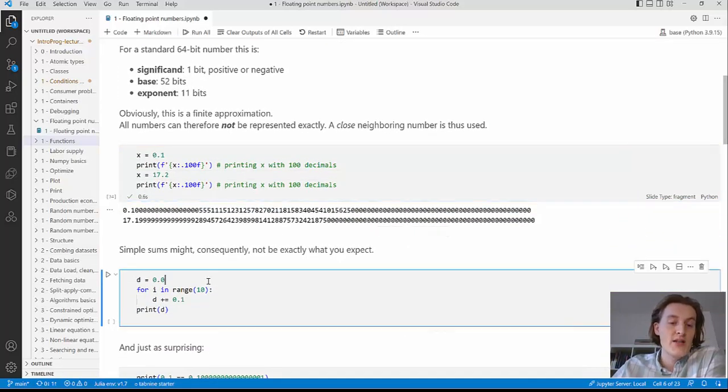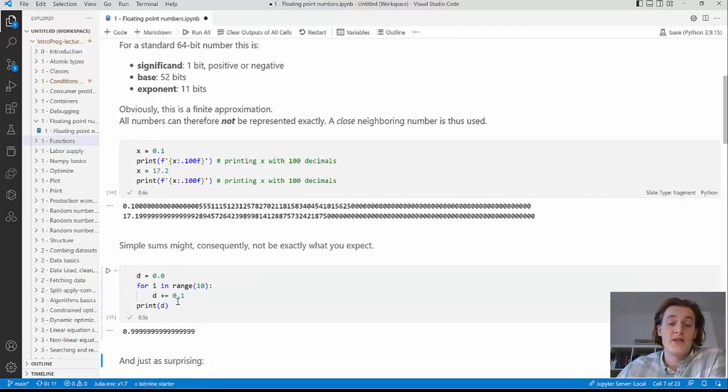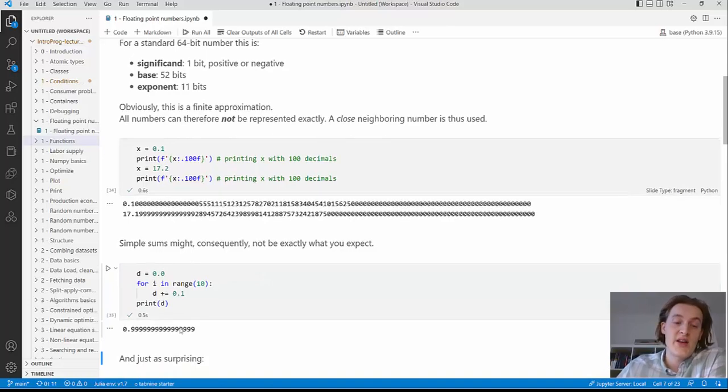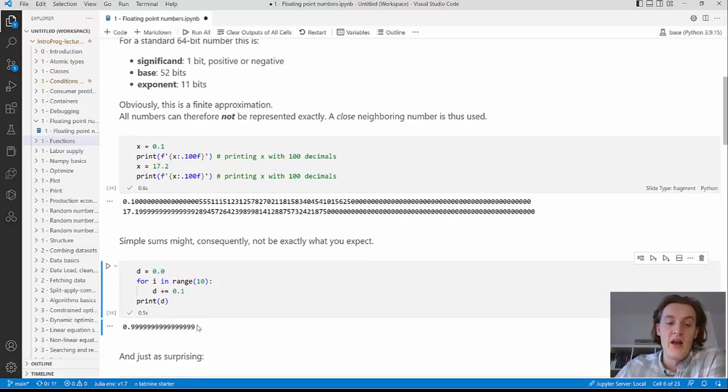What can happen in practice is, for example, that if you start with 0 and then you add 0.1 10 times, then that should be 1, but in Python it's not. This is not exactly 1, it's 0.999..., because of the way it stores these approximations.